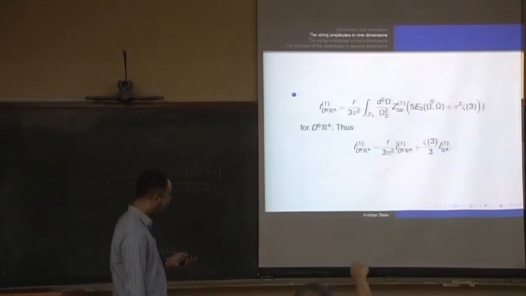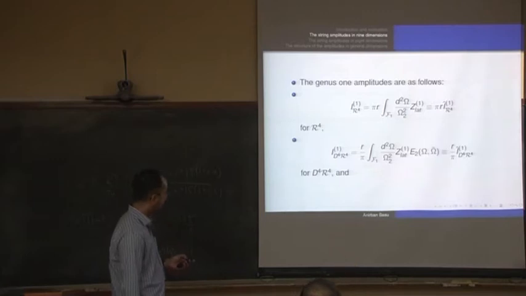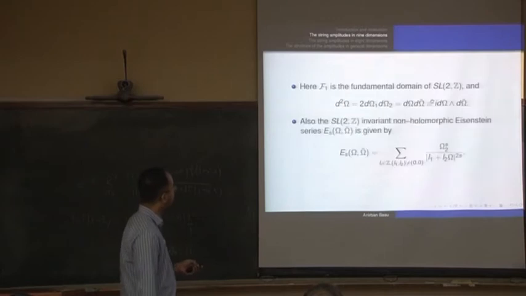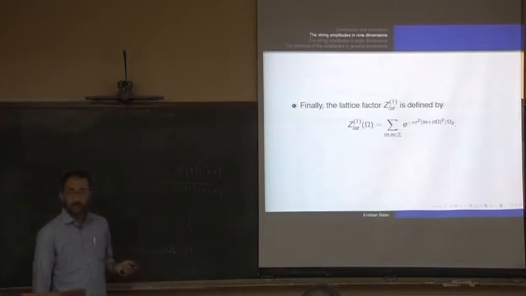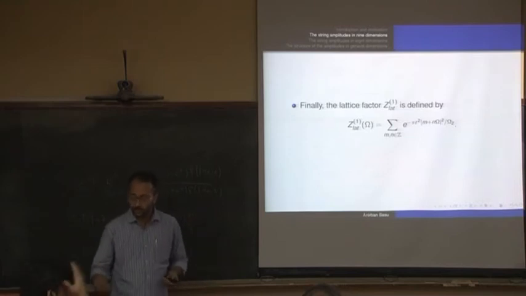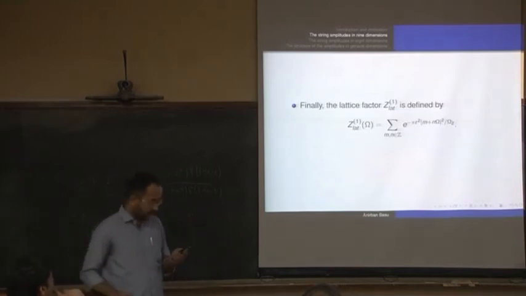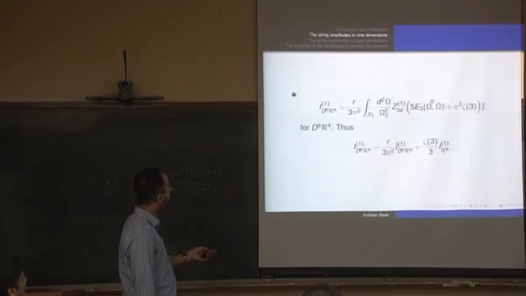So how is R hidden inside that? The only R dependence is here. Let me give you the answer here. The momentum and winding. Omega was what again? Omega is the complex structure of the torus. I've integrated over the fundamental domain here.